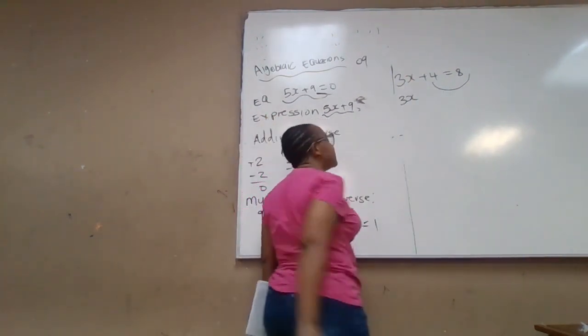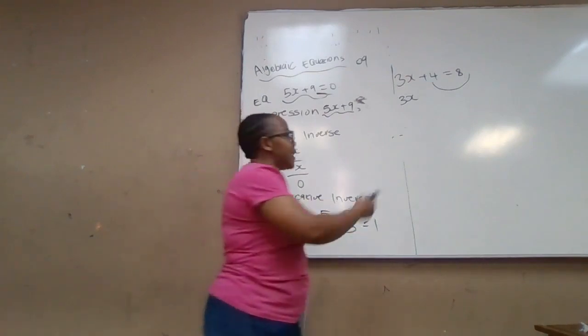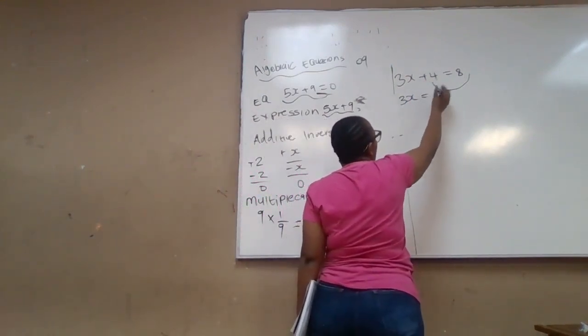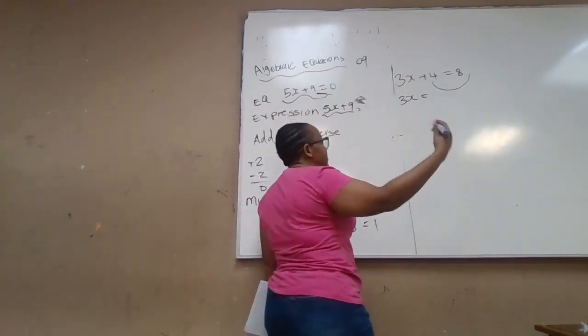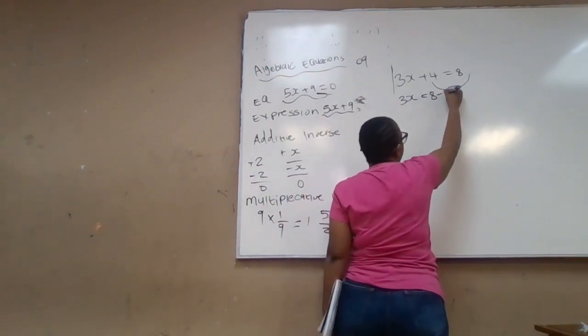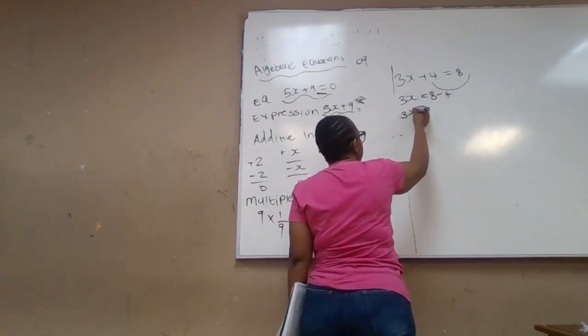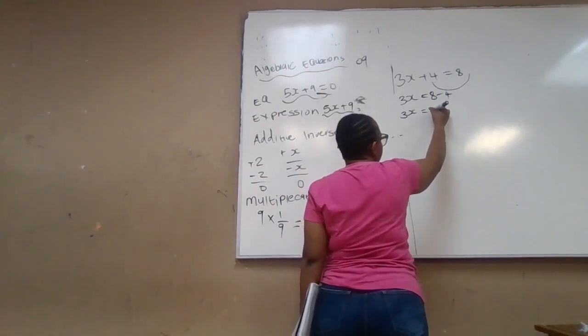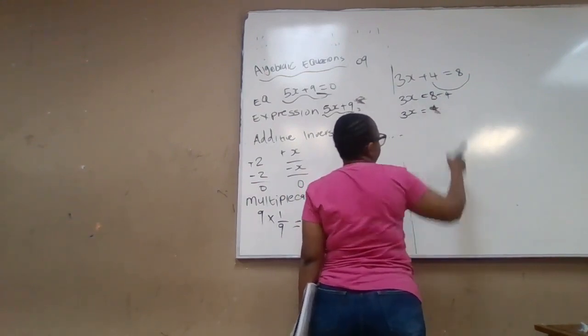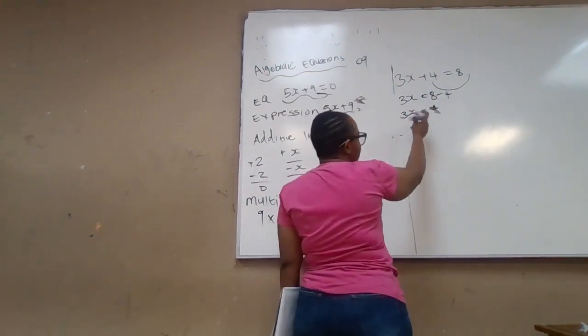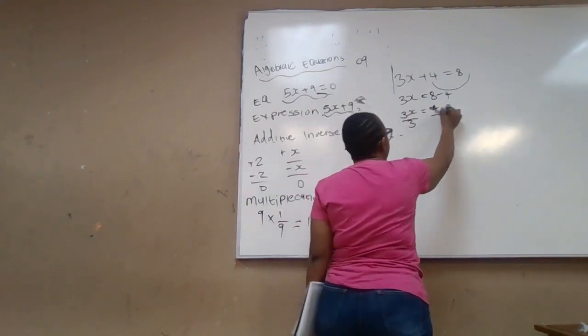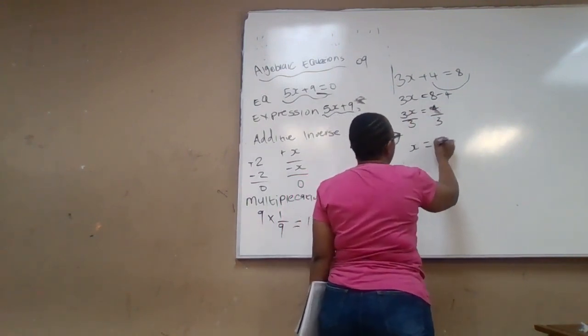So when a number jumps an equal sign, it changes the sign. We had positive 4. When positive 4 changes sign, it becomes negative 4. So we have 8 minus 4. 3x equals 4. To solve for x, we divide by 3, divide by 3. X equals 4 over 3.